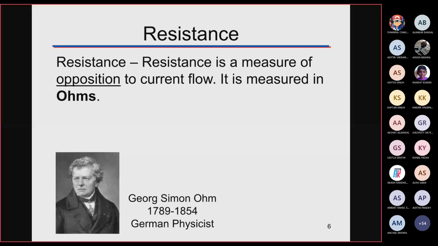Then we have already talked about resistance. So resistance is a measure of the opposition to current flow, right? It resists the flow of current. That's why it is known as resistance. It is measured in ohms, and it was discovered by George Simon Ohm.